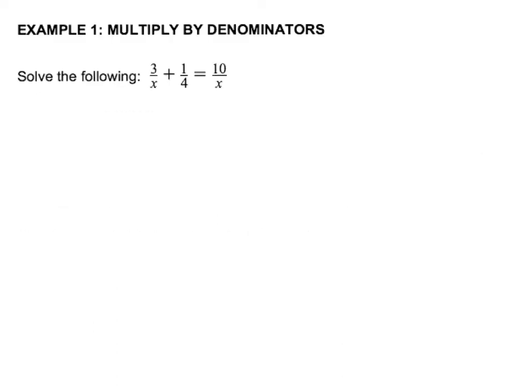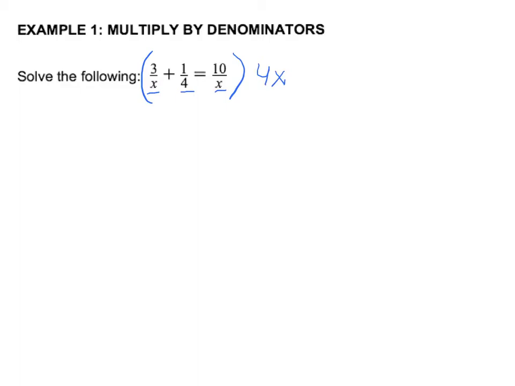Alright, so let's get into our first example. This one's going to be using our second method, which was just multiplying everything by all the denominators we see. In this example we have 3 over x plus 1 over 4 equals 10 over x. In this case we have two denominators, one of them is x and one of them is 4. Our third denominator still has x in it, so we're going to multiply everything by 4x.